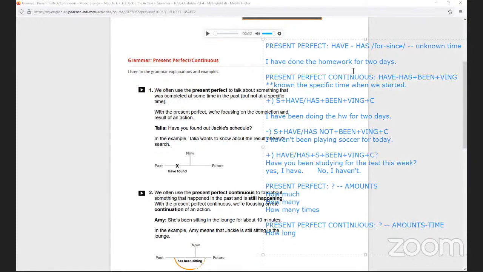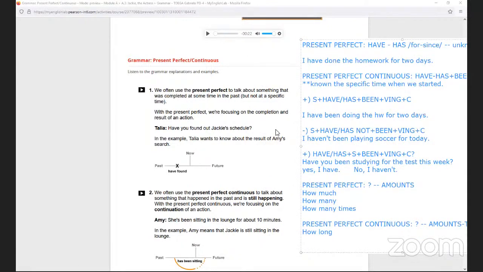So what do we have? Well, okay. First of all, we have this. The line of time of simple or present perfect, where we can see and started that it's here in the past, but we don't know when is or when was the specific time, or maybe we don't know when is it going to finish. Have you found out Jackie's schedule? So what does it mean? That Talia wants to know about the result of Jackie's schedule, right? So we don't know the specific time.